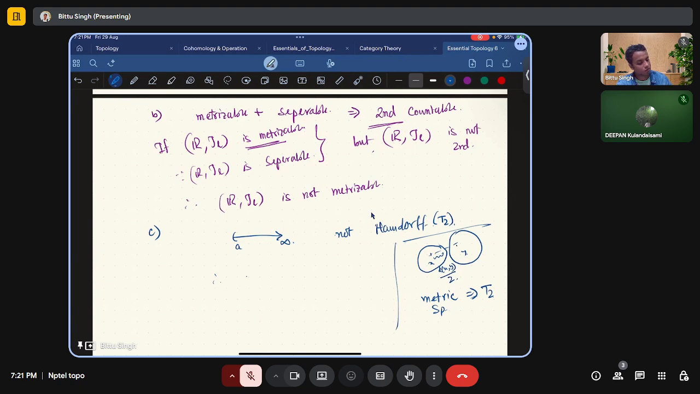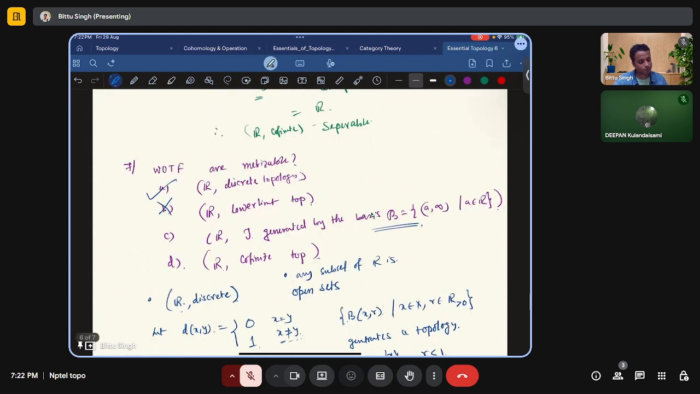Therefore, this ray topology, the topology R with ray topology, I am calling it ray topology because open sets will look like this kind of ray. So this is not Hausdorff. Therefore, it is not metric, because metric will imply it is Hausdorff. Since it is not Hausdorff, it cannot be metric space.